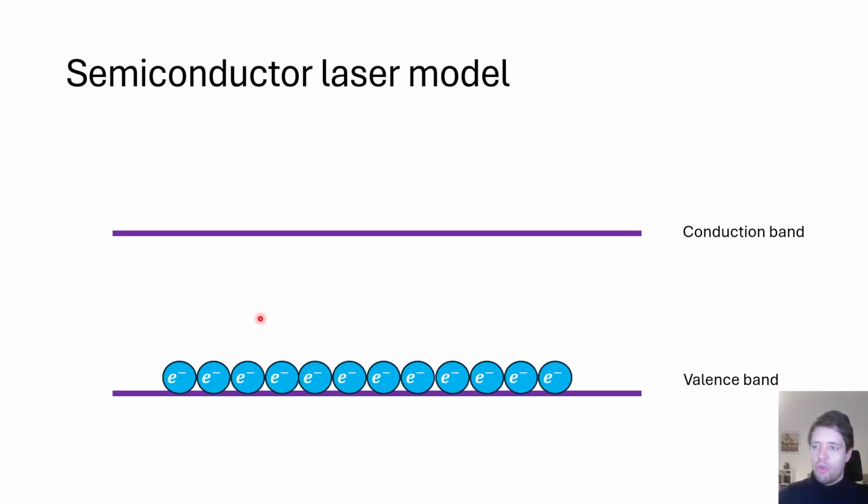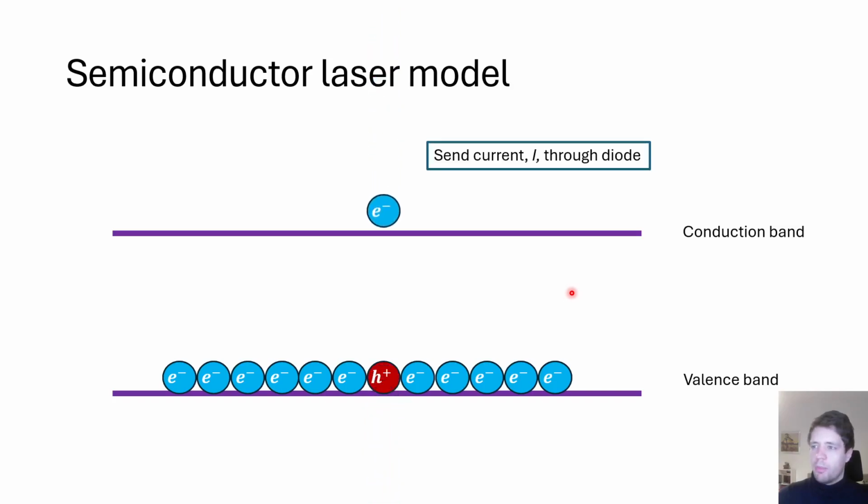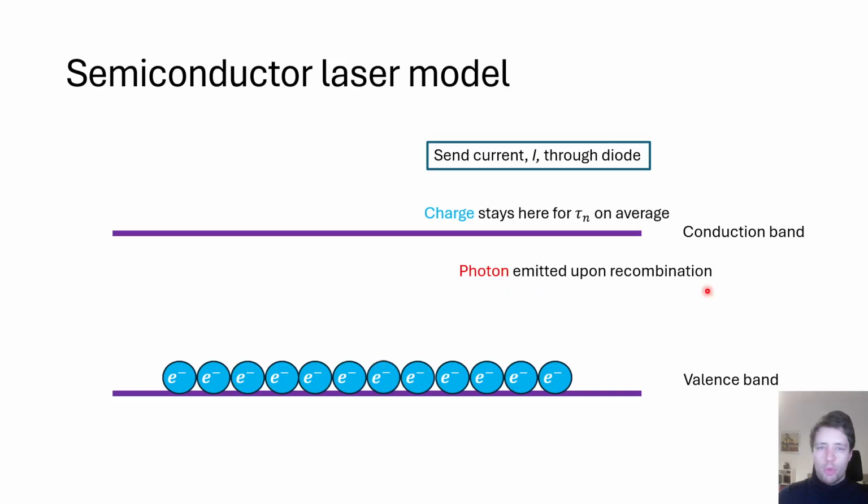But essentially we're going to assume that we have a valence band down here and a conduction band up here separated by some energy difference, like so. And when we feed current into the system, we're essentially stripping electrons out of the valence band and dumping them into the conduction band like so. Here they're basically going to stay for a time duration, tau n, before they spontaneously recombine with holes in the valence band, producing photons in the process.